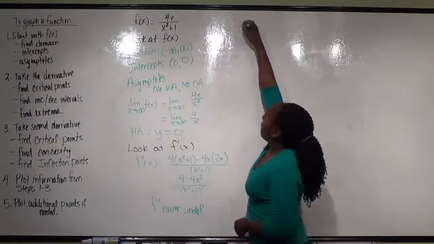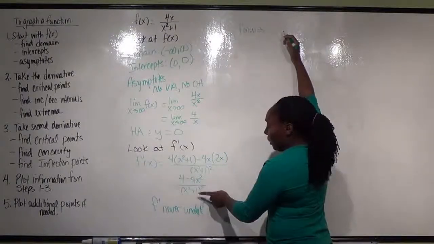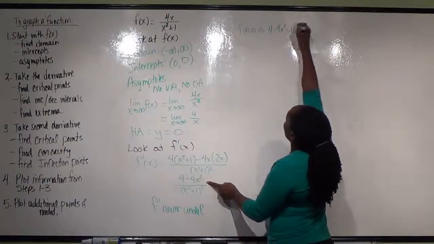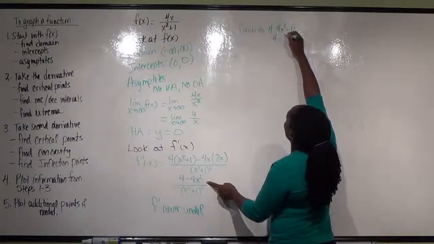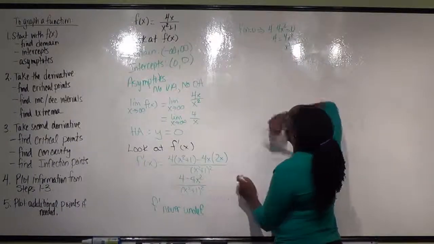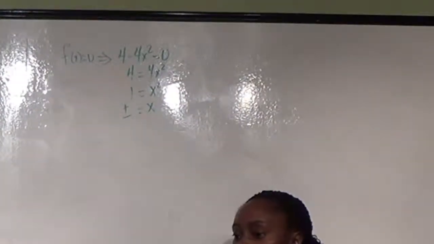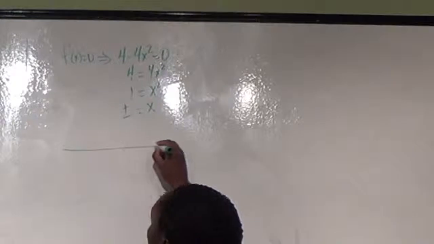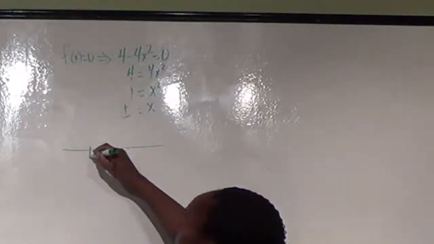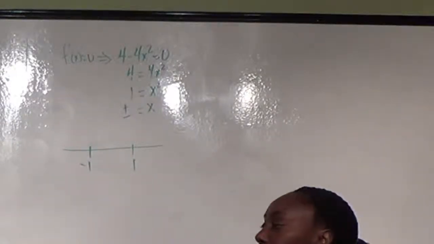So we just need to check when this is going to be 0. So f prime will be 0 when the numerator is equal to 0. So when 4 equals 4x squared, or x squared equals 1, so x will equal plus or minus 1. Okay. And again, to get the increasing, decreasing, and our extrema, we're going to use the number line with those critical points to determine what's happening.